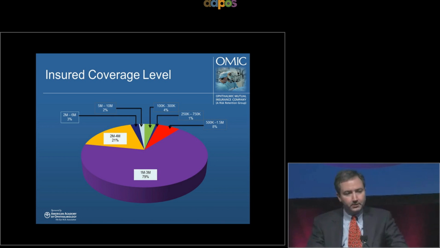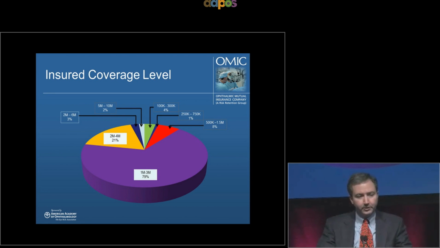And this is the coverage level of the insureds. About 80% are covered at the 1 million, 3 million level. And just to remind you, that means $1 million for a single episode would be your coverage limit in a single year. And the annual aggregate would be that second number, $3 million. So if you had more than one case, you'd be covered up to the level of $3 million. So that's the most common level of coverage. It's also the most common level of coverage in OMIC as a whole among all insureds.